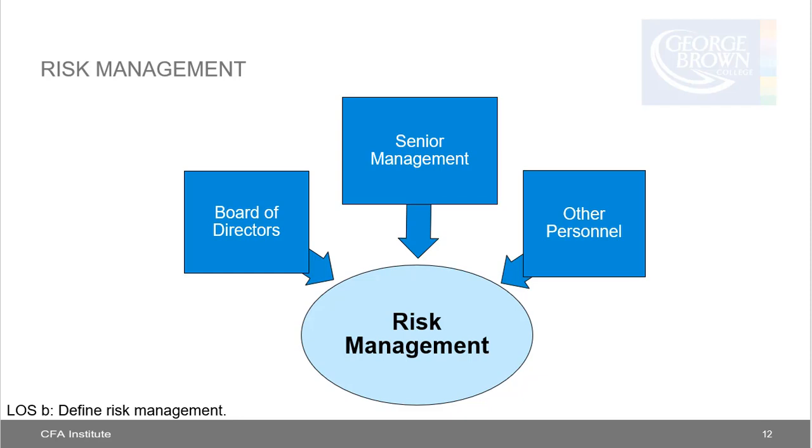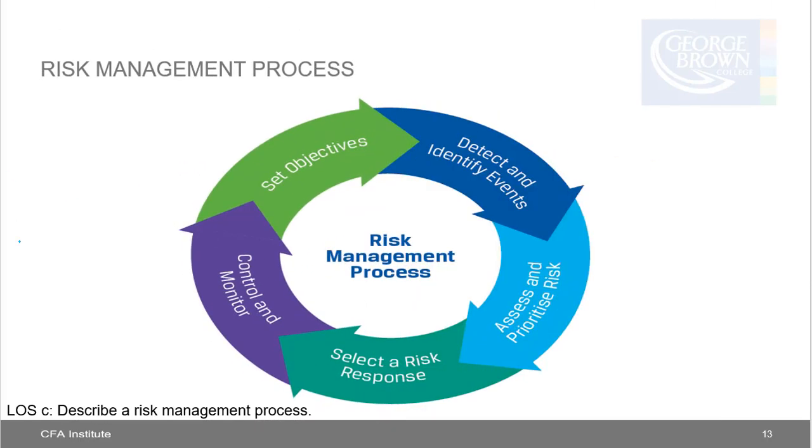Learning outcome statement C is describe a risk management process. So you can see here we've got a list. Anytime we have a list, we need to really memorize the order of the list. Sometimes a question asks what is most likely or least likely, or which is a step following a step or before a step. So we want to make sure that we memorize the list and in the correct order.